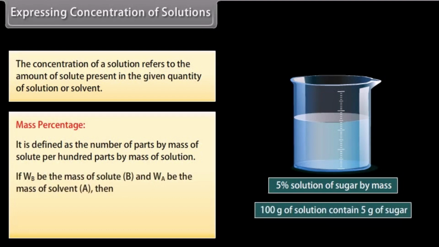If Wb be the mass of solute B and Wa be the mass of solvent A, then mass percentage of B is equal to Wb upon (Wa plus Wb) multiplied by 100. Volume percentage.